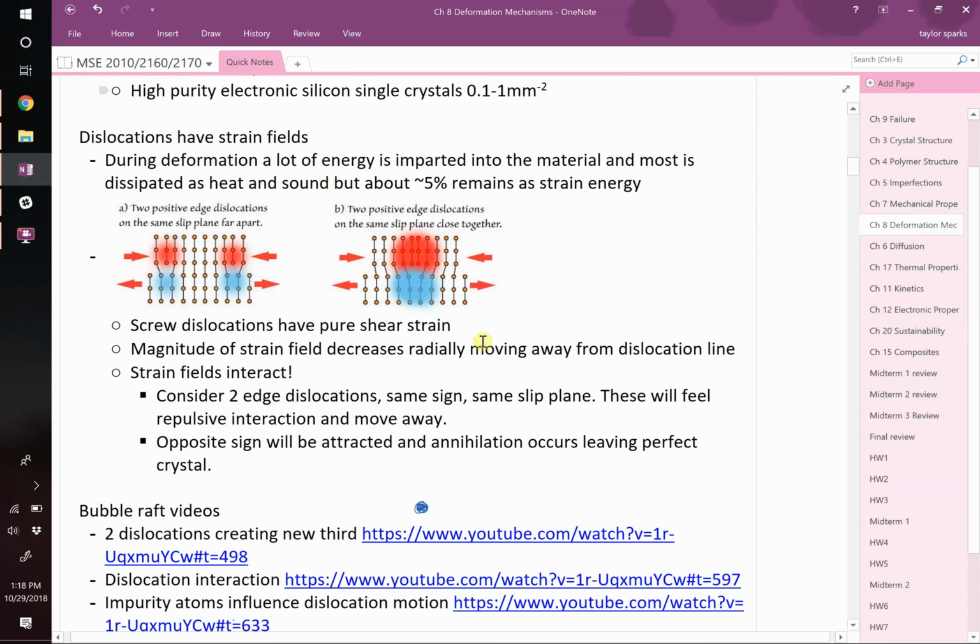Okay, so why do dislocations annihilate? Why do they interact with each other? Why is it, as you pound on something and you end up with 10 billion dislocations, that it makes it harder and harder to work your metal? The reason why is because they have strain fields which interact with one another.